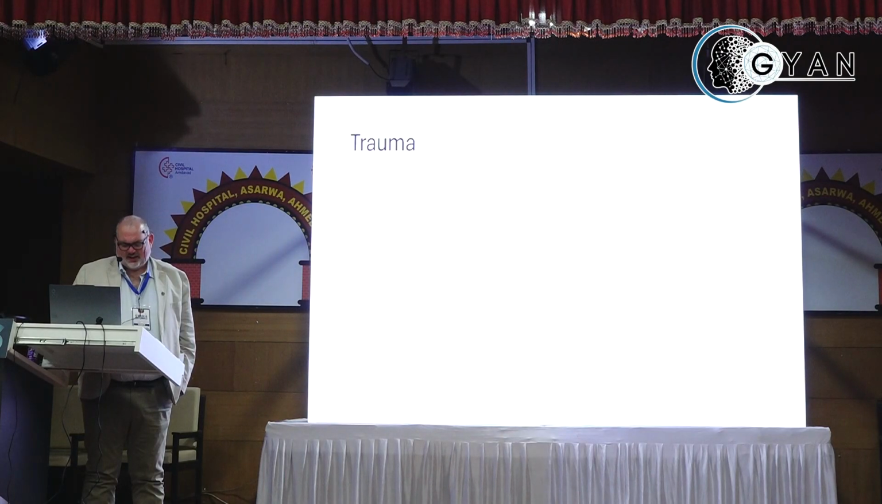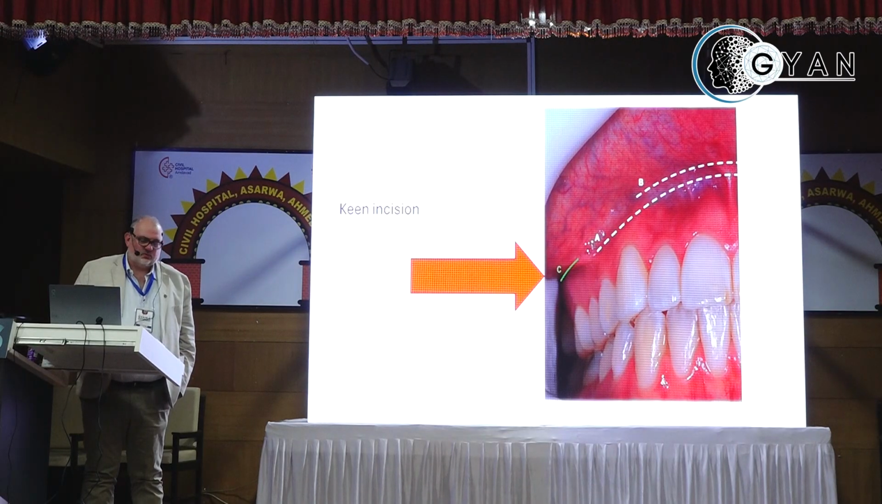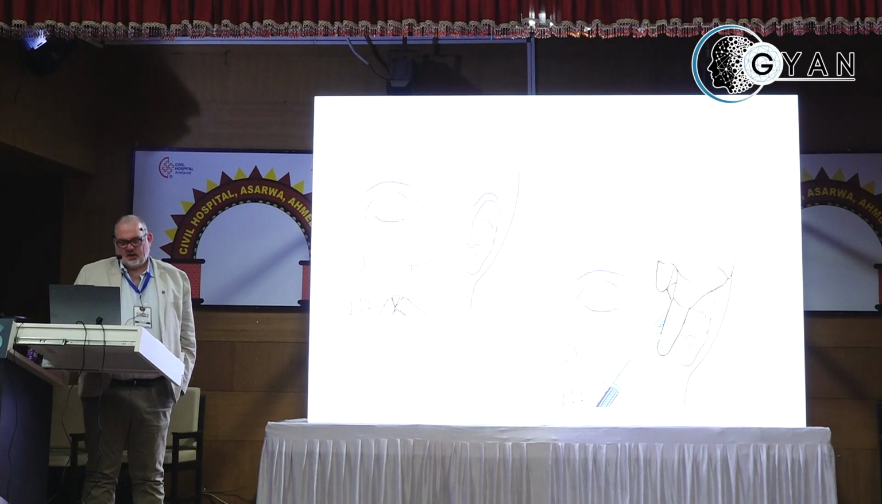So what about trauma? Again, we've talked about it. What are you going to use for that? Well, we know fine what we're going to use for that. Intraoral, we're going to use a Keen incision. We've talked about that. You stick an elevator in it, it comes out.